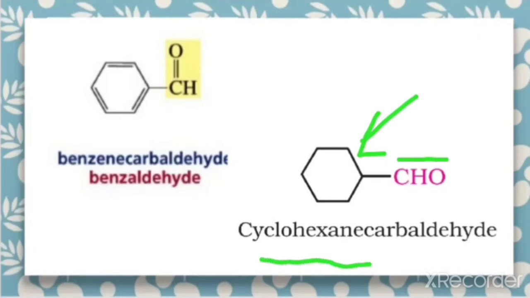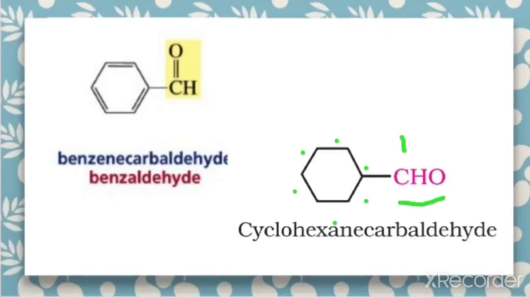So whenever the aldehyde group is attached to a cyclic part or a cyclic alkyl group, then we use the word carbaldehyde. Here the number 1 should be given to this carbon. Here we cannot include this in a continuous chain. In the main chain, because of the cyclic part, it cannot be included. So how can we name such types of aldehydes?